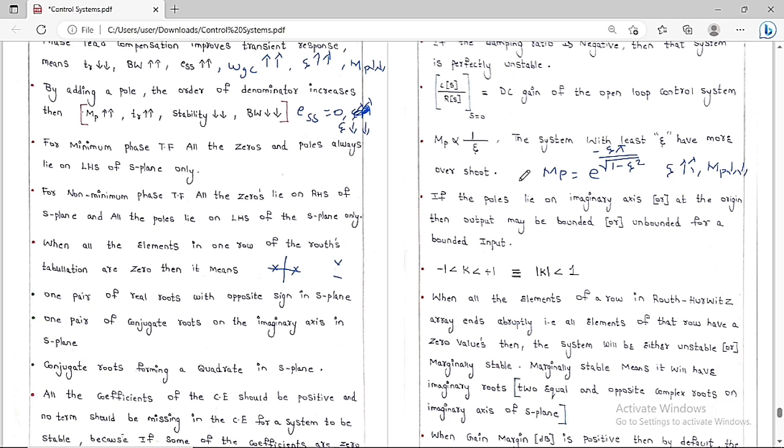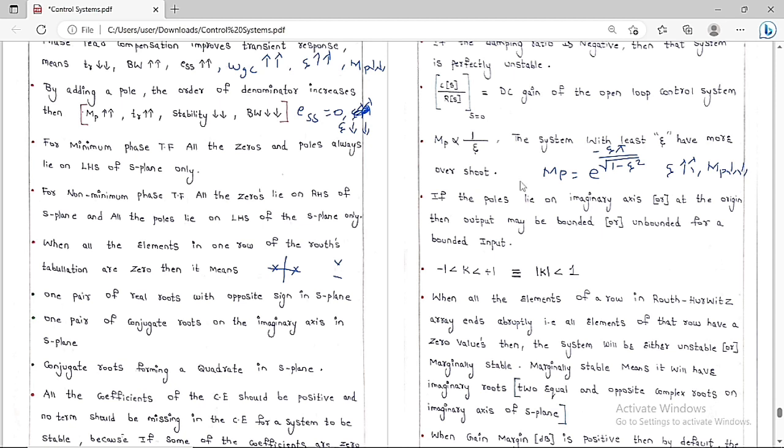The next point is, if the poles lie on the imaginary axis or at the origin, then the output may be bounded or unbounded for a bounded input. Listen carefully. If the poles lie on the imaginary axis or at the origin, then the output may be bounded or unbounded for a bounded input. So this one I already told you.